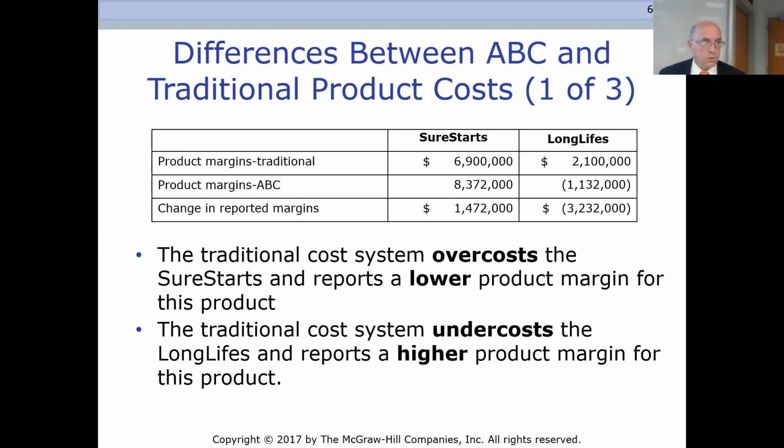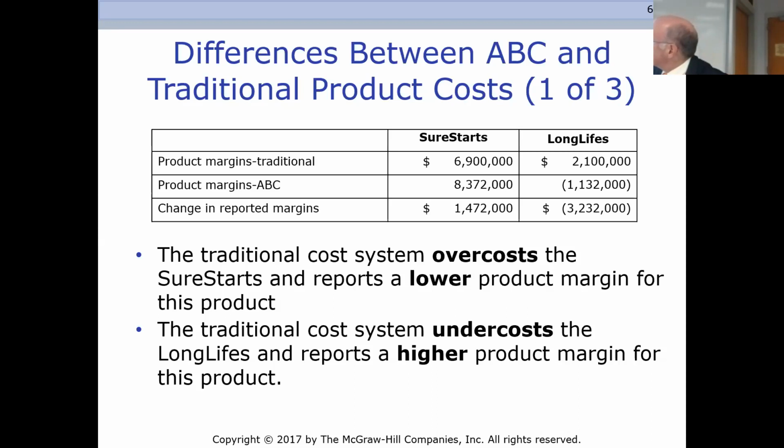And product margins using the traditional approach. Let's look at Sure Starts first. The traditional approach to product margins was 6.9 million. For ABC, activity-based costing, it was 8,372,000. It's like a difference of almost 1.5 million. It's because of the way we calculate. What's the main difference between activity-based costing and the traditional approach? Yeah, the overhead is not assigned, and we have 3 direct costs for ABC versus 2 direct costs for traditional.